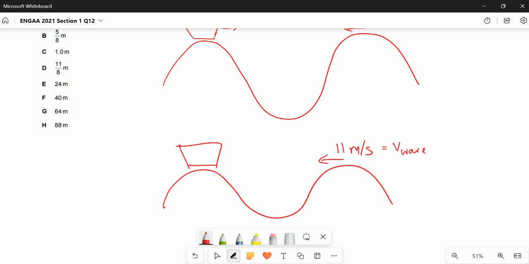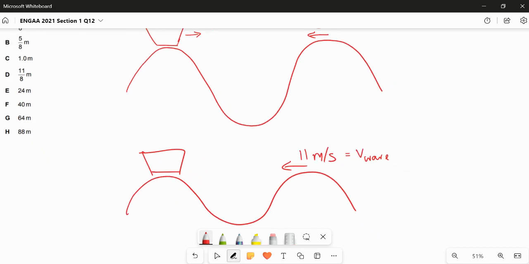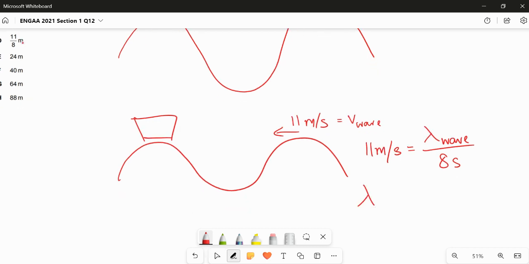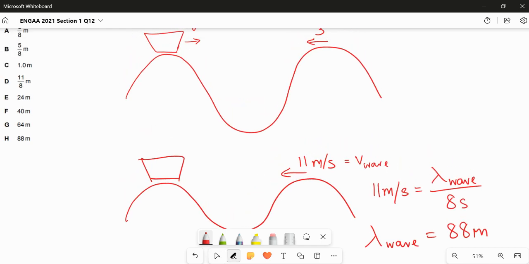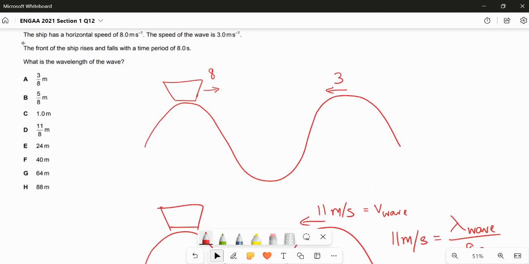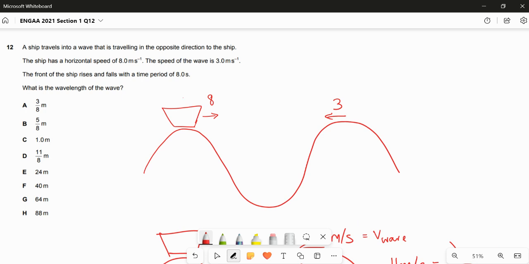So it rises and falls in its own frame of reference every 8 seconds. So that means 11 meters per second equals the wavelength of the wave over this 8 seconds. So that means the wavelength must be 88 meters. So this actual wavelength of the wave is 88 meters. So if you can see, this is answer H.